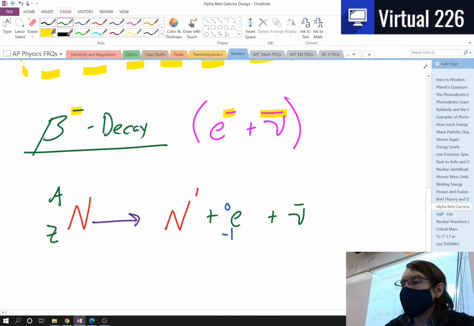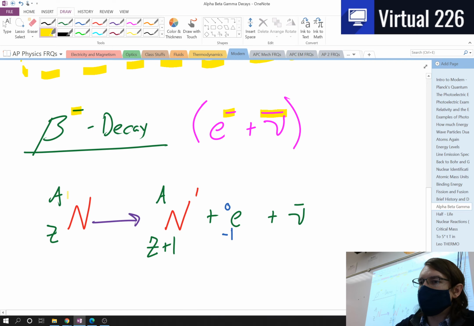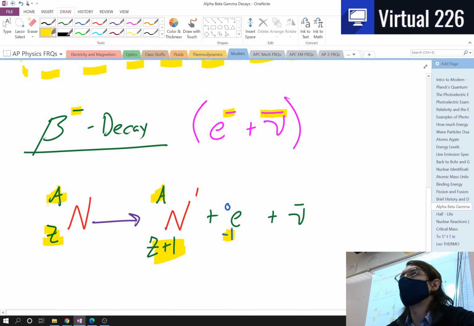However, this means that if we look at our new element here, this N prime, if our atomic numbers and our atomic mass numbers have to add up, what we're going to have for our new element is Z plus 1 and A. Because this maintains that A equals A plus 0, which is great. Z plus 1 minus 1 is going to equal Z. So we've once again conserved both charge and atomic number, and as a result, atomic mass number. So that's the beta minus decay.